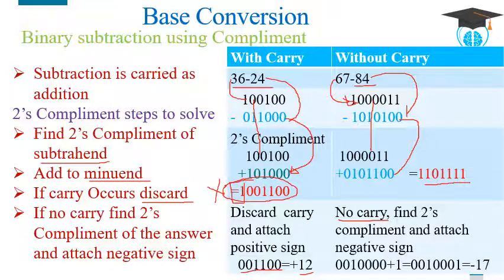So the magnitude is in 2's complement form. First find the 1's complement of this and add 1 to it. You will get the answer, which is nothing but the magnitude 17. Attach a negative sign. The answer is minus 17.